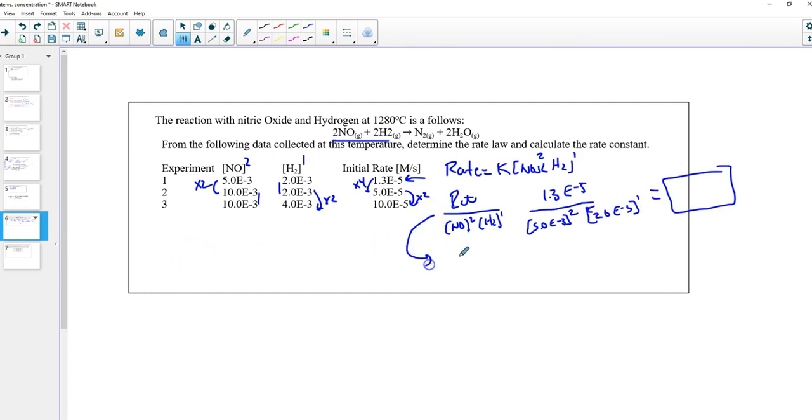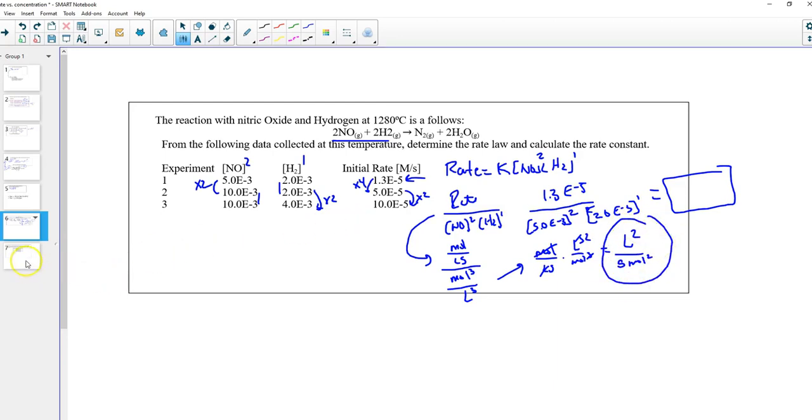Let's just plug our units in right away. I have moles per liter per second divided by, and this is going to be very similar to the last one we just did, moles cubed divided by liters cubed. And we're going to get the same thing, which is multiplying moles per liter per second times the reciprocal, liters cubed over moles cubed. Canceling out, this is going to give me liters squared over seconds and moles squared.